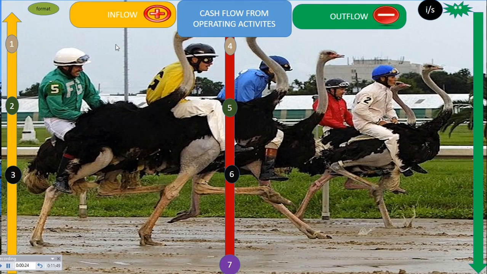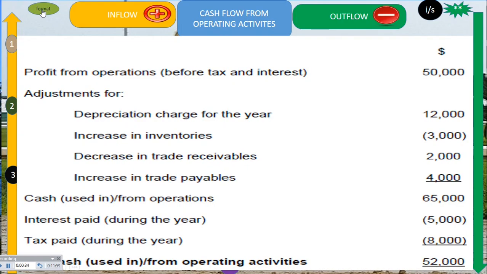Before I explain what the inflows and outflows are in your cash flow from operating activities, let us see the format that we'll eventually be making. This is an example of the format. To calculate cash flow from operating activities, you have to start from profit from operation. I hope you understand this term, profit from operation.